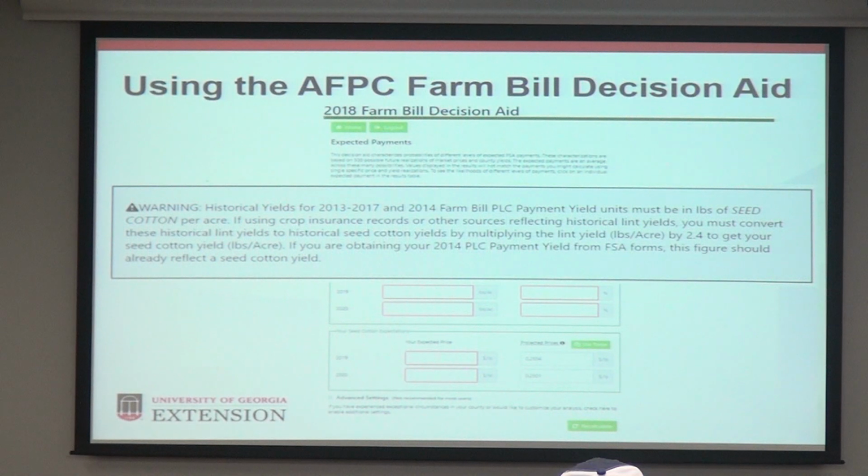The historical yields from 13 to 17, they must be based on that seed cotton per acre. Now, seed cotton is a combination of cotton lint and cotton seed, and so what you need to do is take that cotton lint yield and multiply that by 2.4 to get your seed cotton yield. So it's important that when you put in the 2014 PLC payment yield, that should be already reflected of the seed cotton yield, but make sure that it is multiplied by that 2.4.